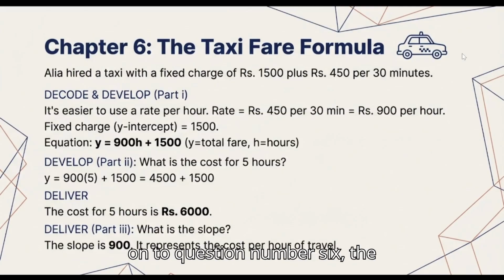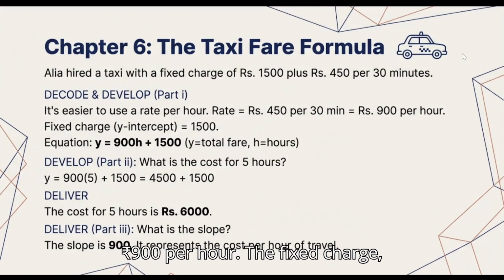Moving on to question number 6, the taxi fare formula. Alia hired a taxi with a fixed charge of 1,500 rupees plus 450 rupees per 30 minutes. It's easier to use a rate per hour. The rate is 450 rupees per 30 minutes, which means 900 rupees per hour.